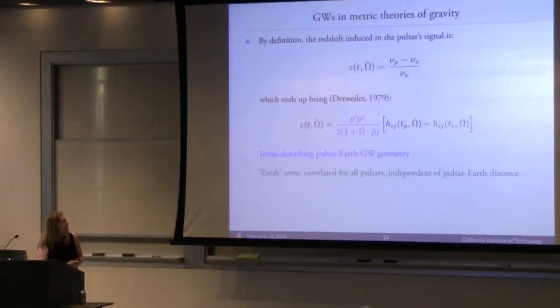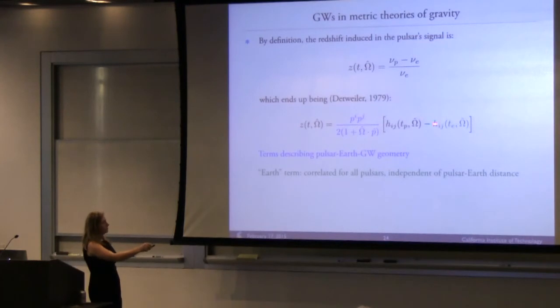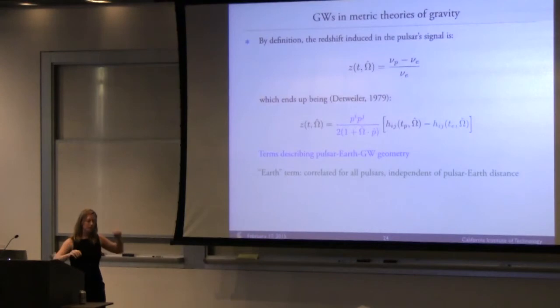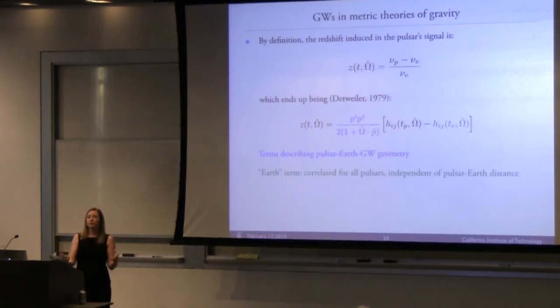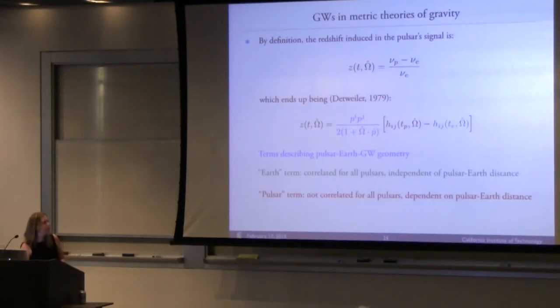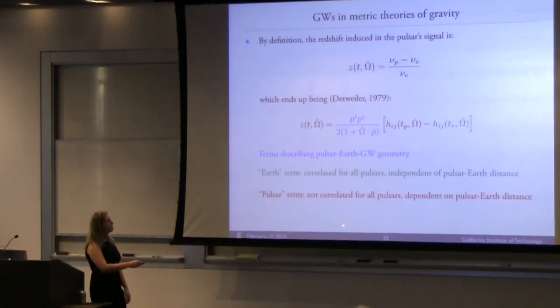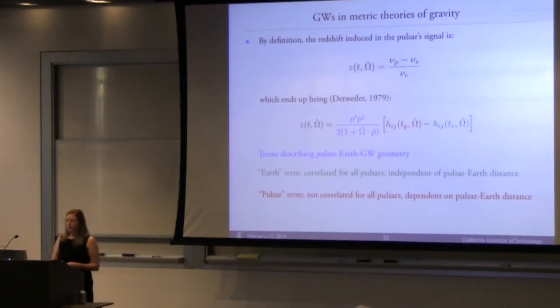And then in these brackets here, this green term is called the Earth term. This is a term that's kind of special. We have a whole array of pulsars, and they're all simultaneously emitting pulses that are traveling to the Earth. The only thing that's going to be correlated among them is a gravitational wave signal. And so the Earth term is something that encapsulates that statement. And then we have this pulsar term in red. This is a term that's not correlated for all pulsars, and it depends on the distance between the Earth and the pulsar.